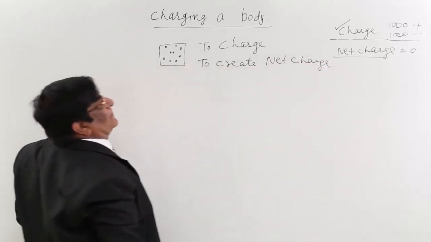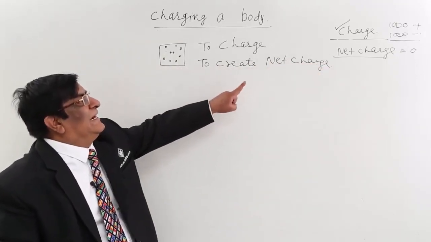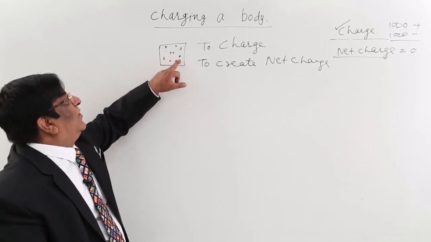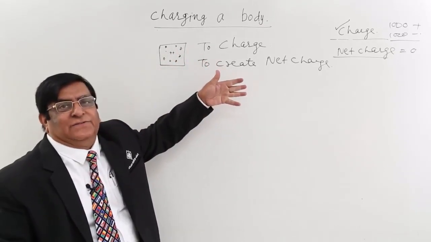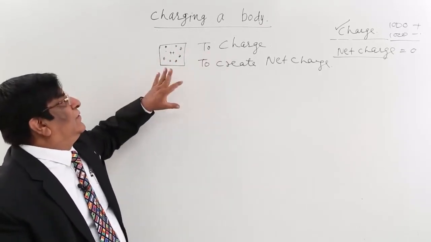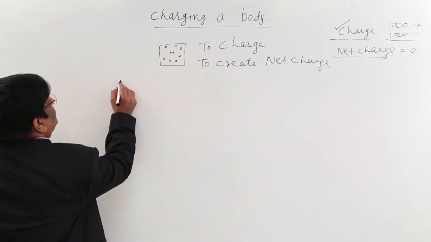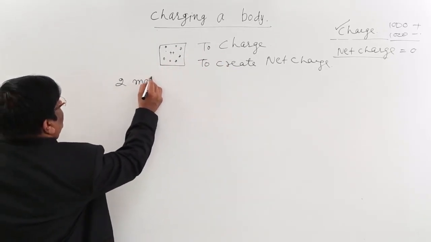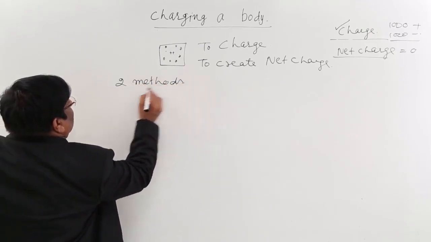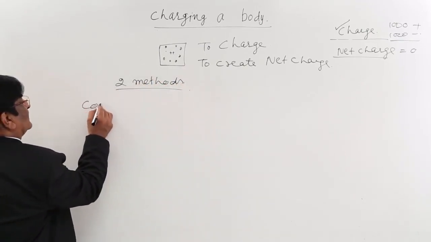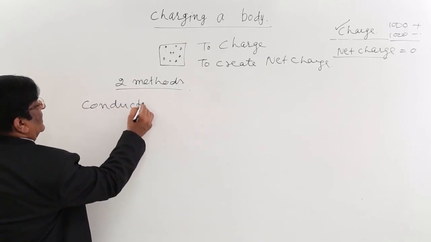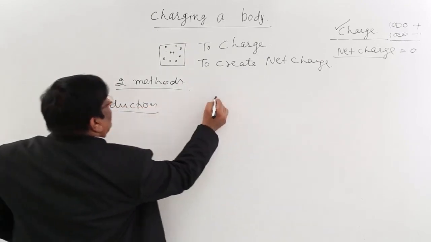To create net charge. And how do we create a net charge? Either by increasing or decreasing the number of electrons, according to electron theory. So for this we have two methods. One is the method of conduction and the other is the method of induction.